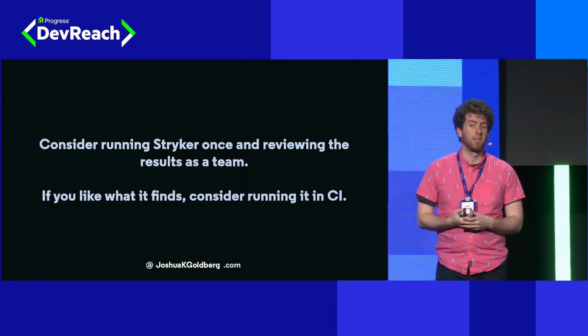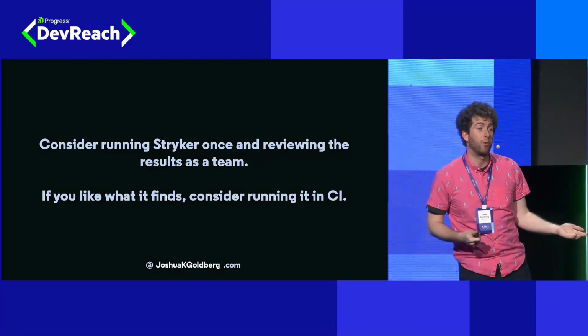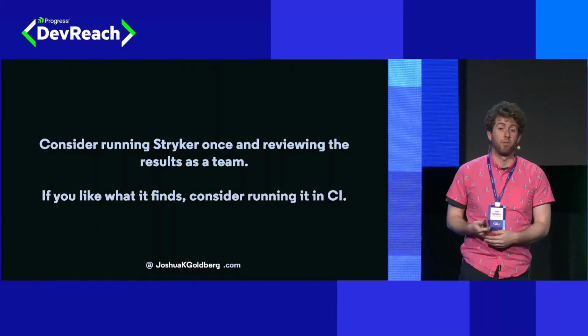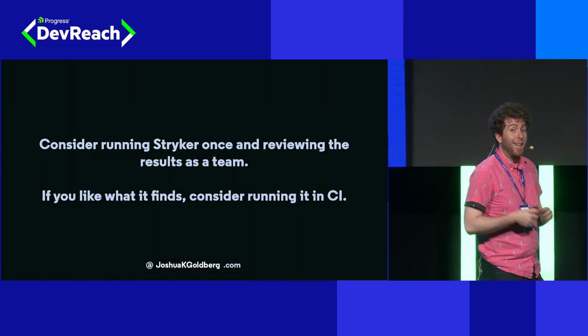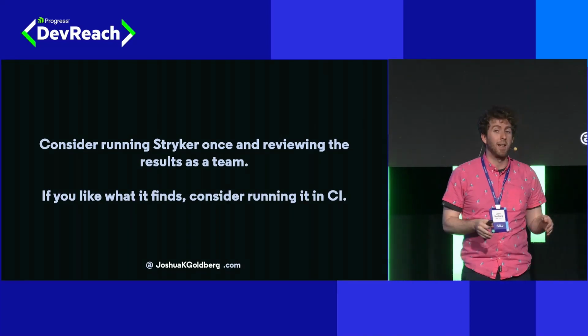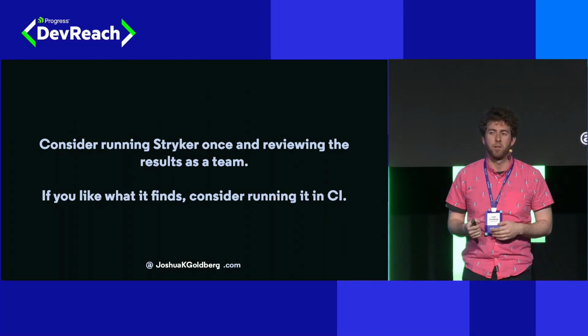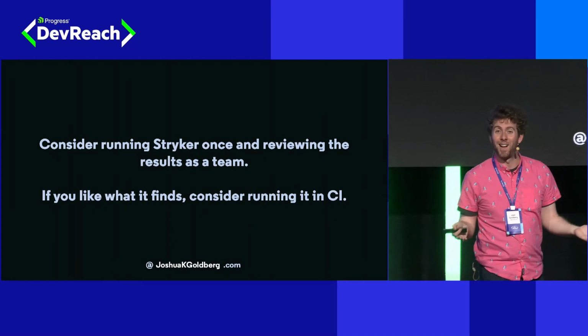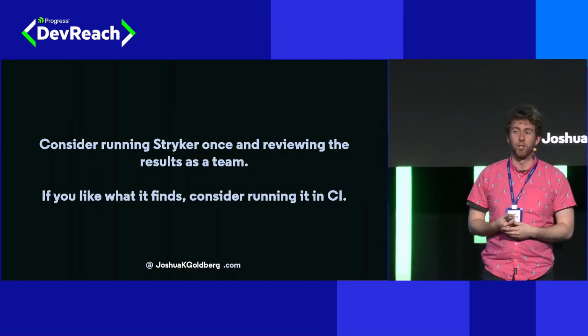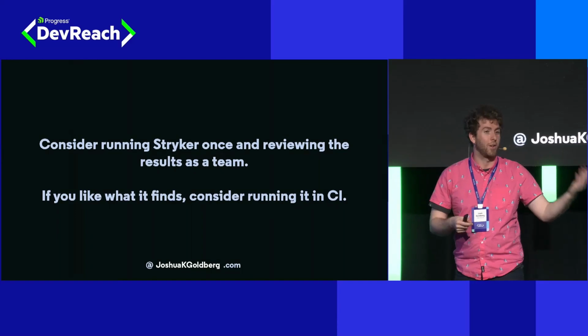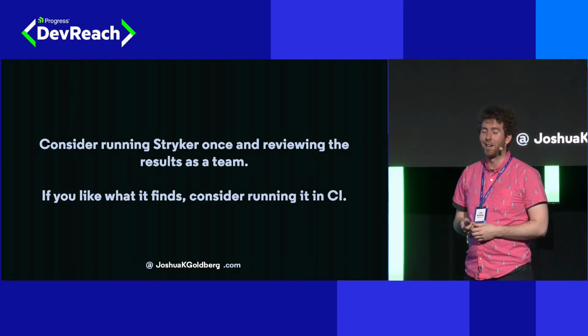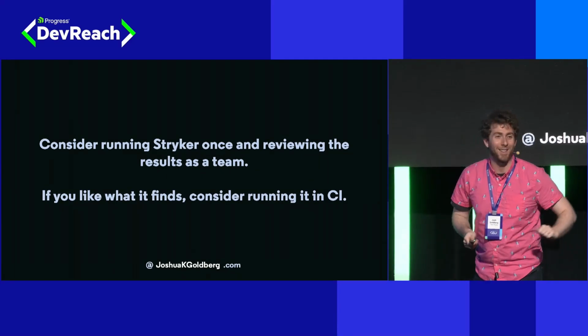Is it showing us places where we have a gap in unit test coverage that we don't want to have a gap around? And if you really like what you see, you could run it in CI. It does have a mode where you can have it fail on any surviving mutants. You can also script it to fail if there's a threshold of mutants or some such. Again, I've yet to see a team actually do this, but I think it's a good idea.